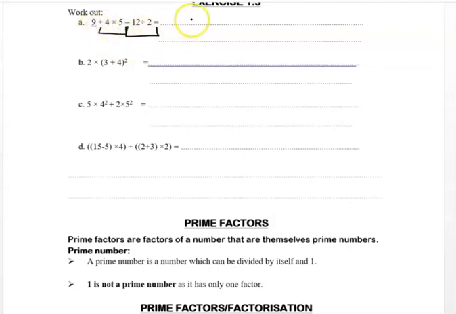So you can do 9 plus 4 times 5, which is going to give me 20. Then minus 12 divided by 2 is going to give me minus 6. Now 9 plus 20 is 29. Minus 6 is going to give me 23. Now here you can do the same thing.